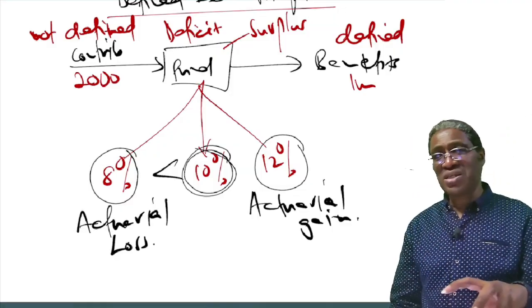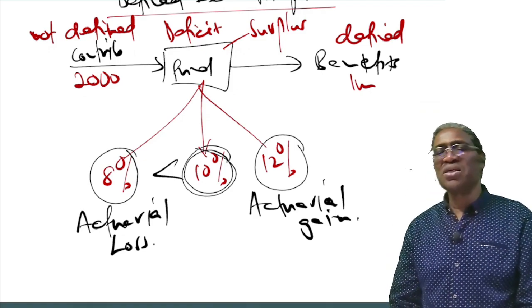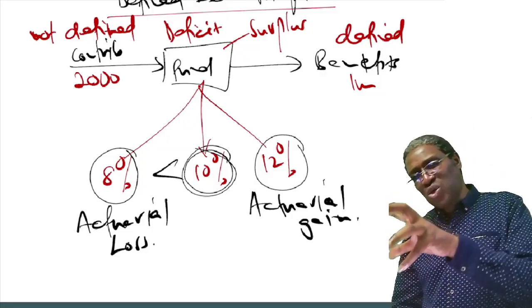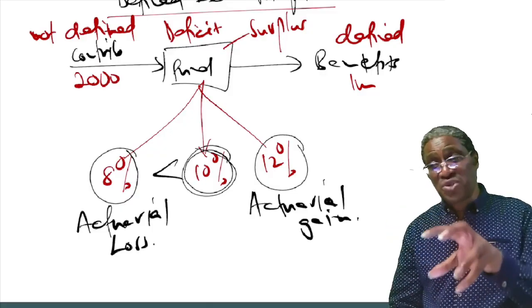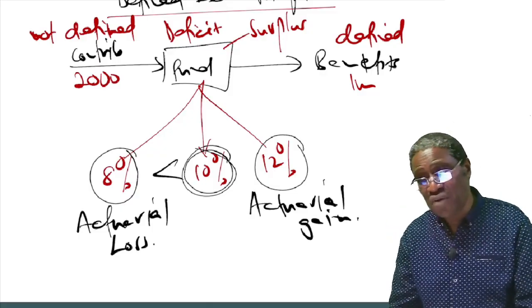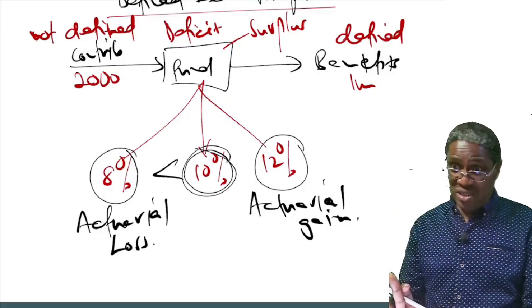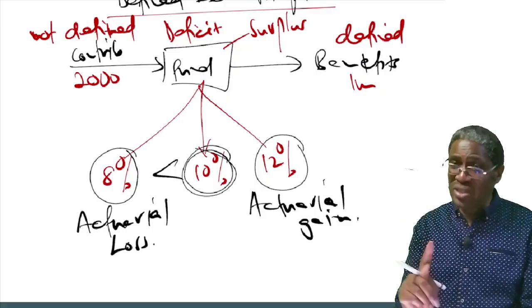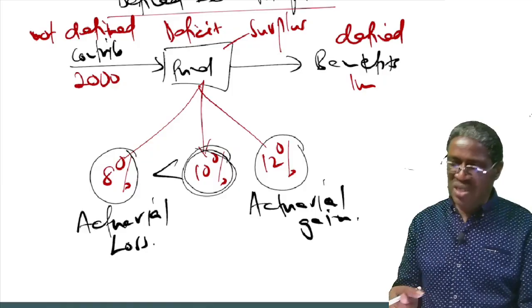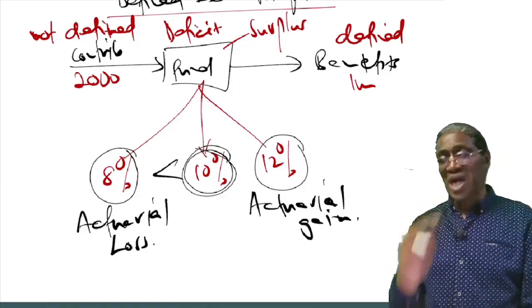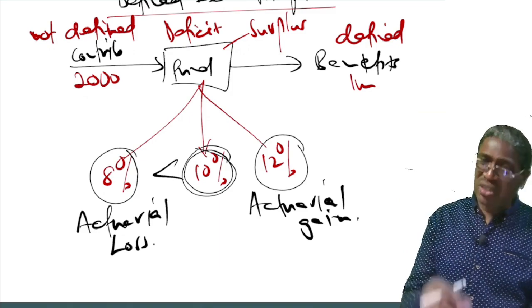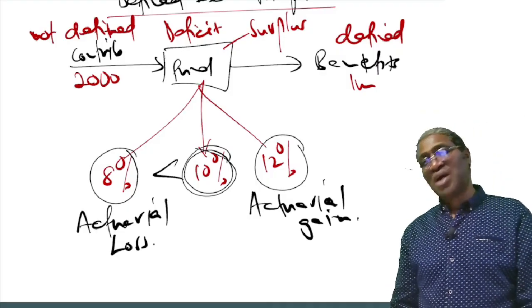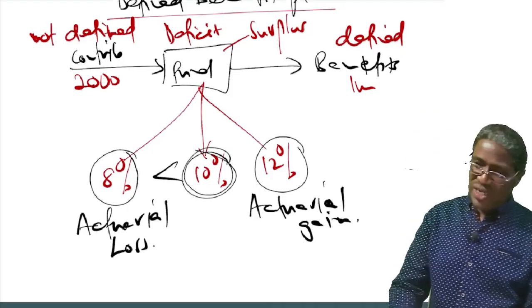When the actual earnings in the fund are less than the projected earnings, then we say your fund has an actuarial loss. But when your actual earnings in the fund exceed the projected earnings, then the fund is said to have an actuarial gain. Good. What's an actuarial gain? An actuarial gain occurs when the actual earnings in the fund exceed the projected earnings. Actuarial loss occurs when the actual earnings in the fund are less than the projected earnings. Good.